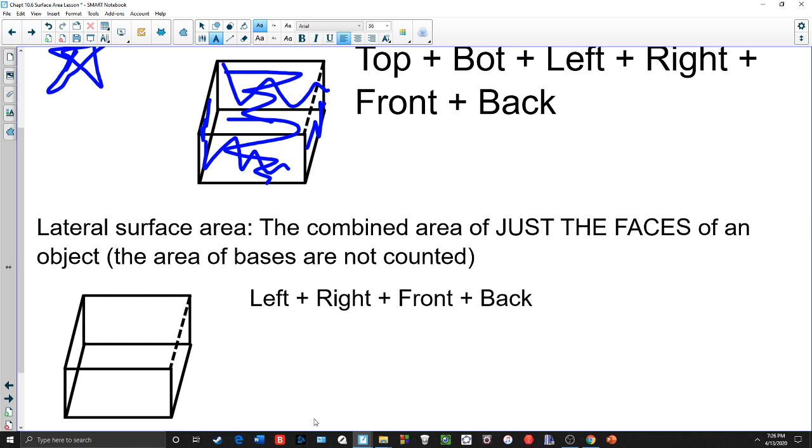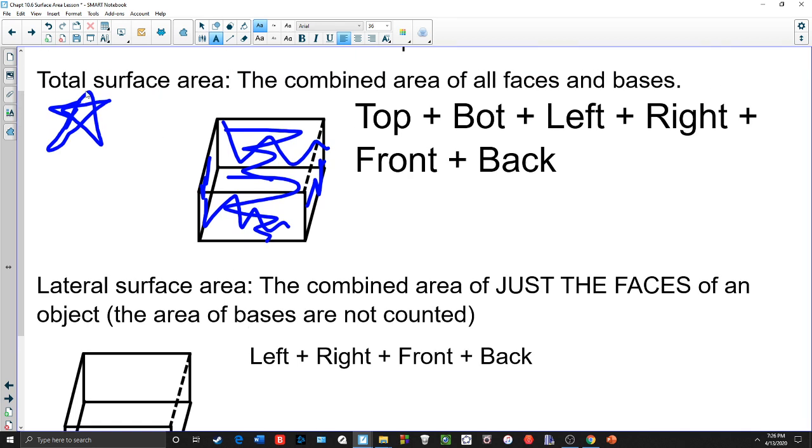So lateral surface area is the sides of an object, whereas total surface area is the sides and bases of an object. Normally, we're only talking about total, but every now and then lateral comes up, and it's a little bit less work because you don't have to worry about the top and bottom base anymore. But just know when it does come up, that's what it means.